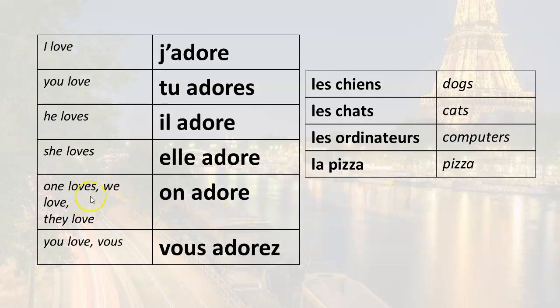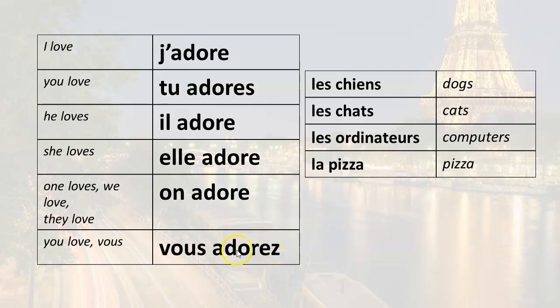We love. Remember, on can mean several things, so let's go with we love in this one. On adore. We love dogs. On adore les chiens. We love cats. On adore les chats. We love computers. On adore les ordinateurs. We love pizza. On adore la pizza.